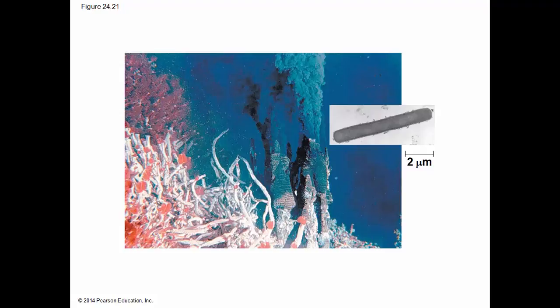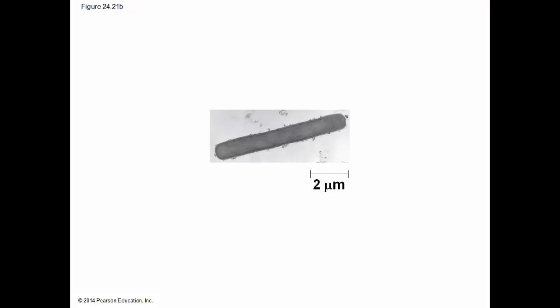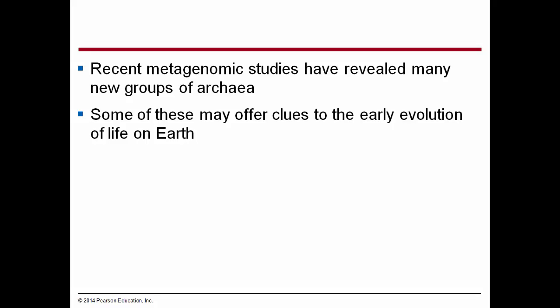Okay, here are some bacteria that grow at deep sea hydrothermal vents, and in these vents, these bacteria liberate sulfur, and they form the basis of the ecosystem there. The Archaean Methanopyrus kandleri, which is the organism in the inset here, lives in the extreme heat of the black smokers, which is what they call the hydrothermal vents on the ocean floor. And they help to liberate the sulfur from the environment there. Recent metagenomic studies have revealed new groups of Archaea. Some of these may offer clues to the early evolution of life on Earth.